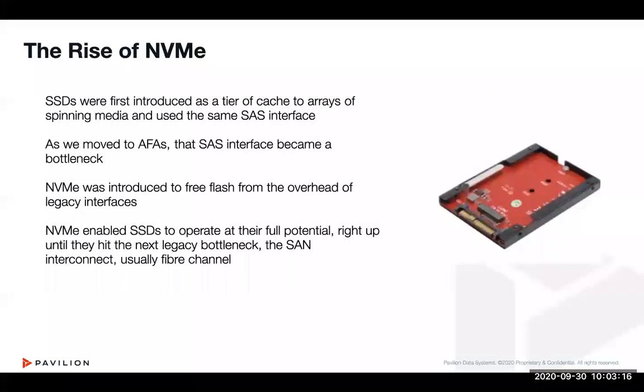So NVMe was really created to free flash from the overhead of those legacy interfaces. NVMe enables SSDs to operate at their full potential. It unlocks the parallelism, the high performance, everything that flash can provide, right up until they hit the next bottleneck, which is whatever your storage interconnect is. If you're using a SAN, it's typically going to be Fibre Channel. It might be iSCSI. If you're in a network attached environment, maybe it's NFS. Whatever that next bottleneck is, that's where the problem really becomes.